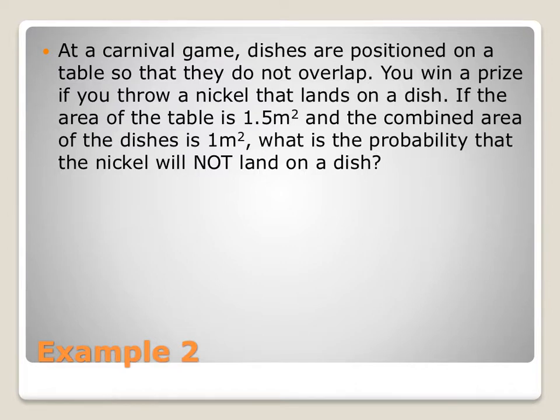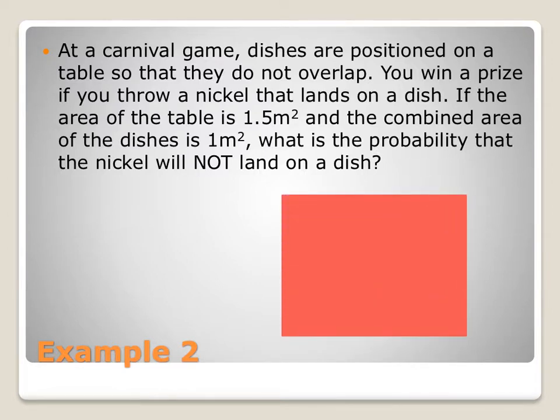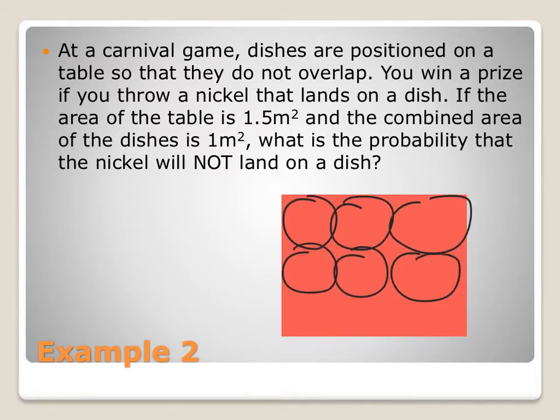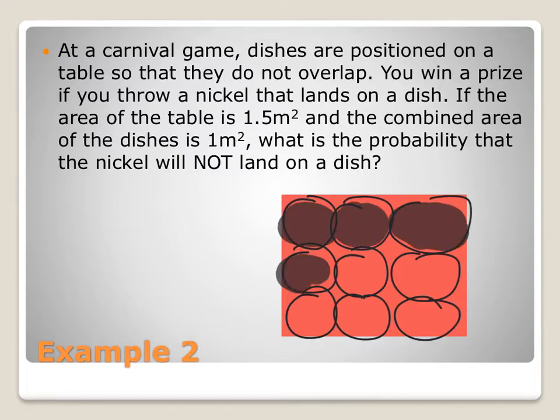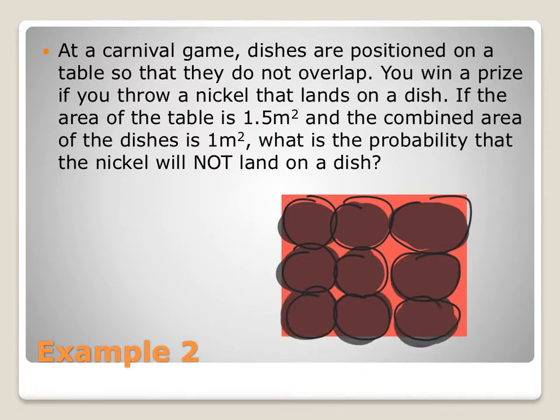So give yourself a visual, right? Like if I've got a table, and then I've got a bunch of dishes, and I don't know how many, but they say that they're on there and they don't overlap. These are not very good dishes, but let's just pretend, okay? And what you're aiming for is to throw a nickel onto those dishes, okay?